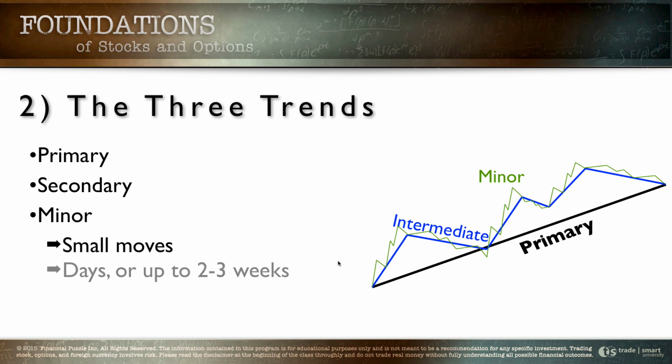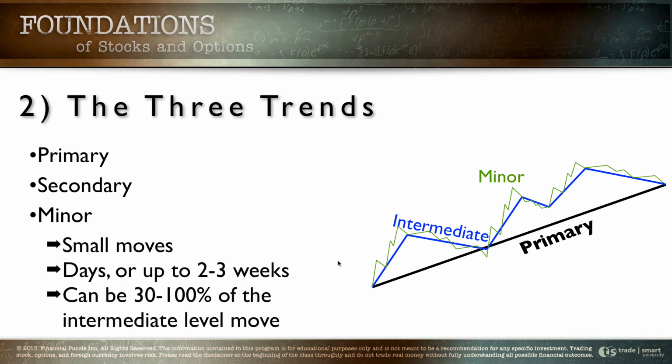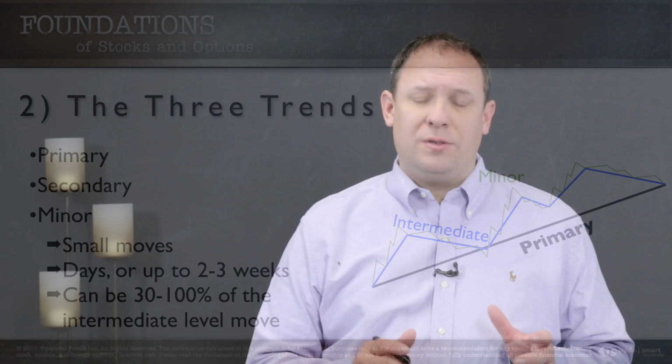And the minor level trend is functionally going to work relative to the intermediate trend the same way that the intermediate trend works in relationship to the primary trend. So the minor moves are going to be small moves up and down. They're working with the intermediate trend, but they're not necessarily superseding the intermediate trend. And again, the intermediate trend is working with the primary trend. And so you have this relationship here. These are going to be typically moves that last anywhere from a few days up to 2 to 4 weeks, 2 to 3 weeks, somewhere in that range.